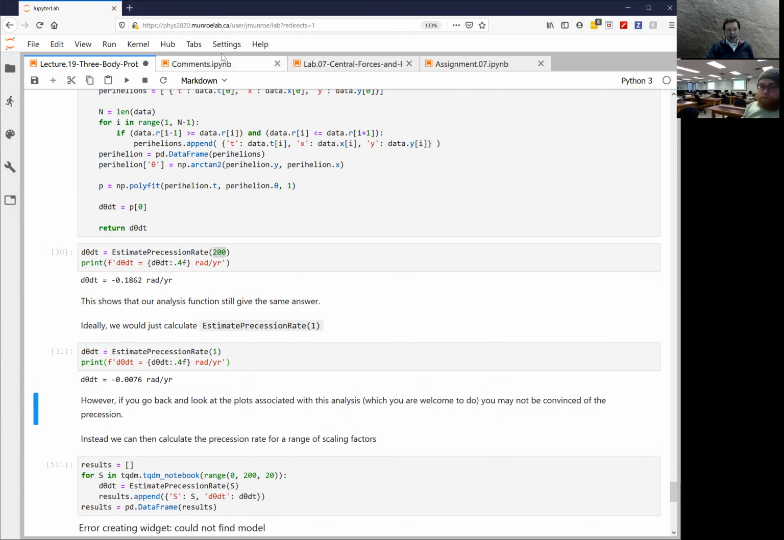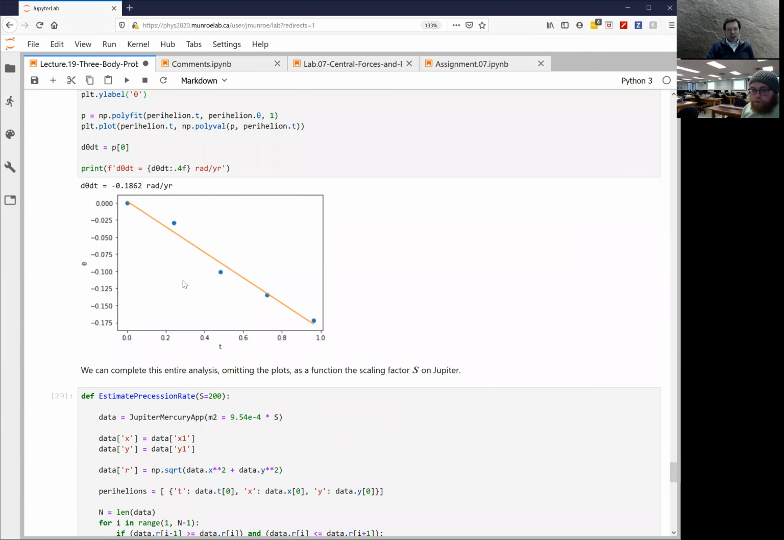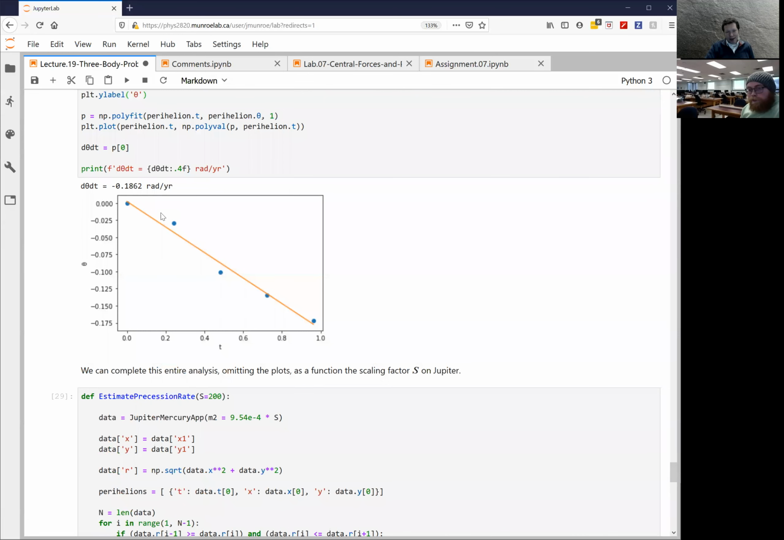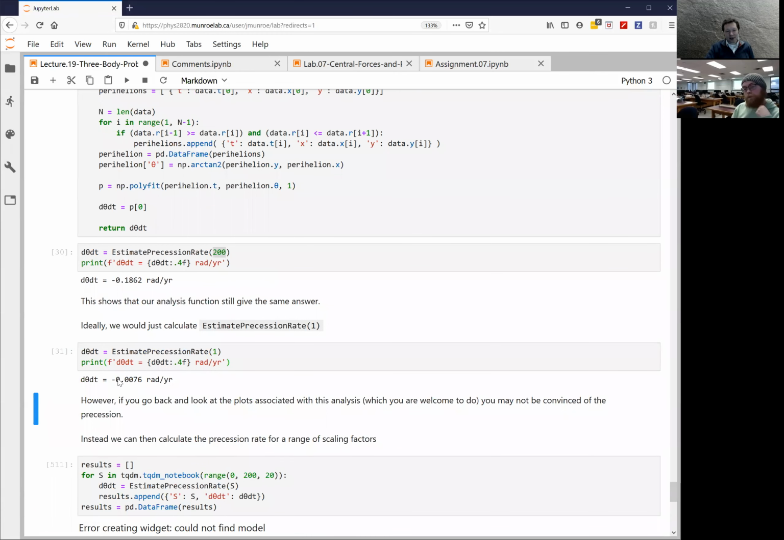However, if you go back and you look at these plots and you do it for 1, you're going to find out that the noise, basically these little errors, are so large that I don't find this result very convincing. There's enough error in this algorithm for finding the location of the perihelion that I'm not sure we can trust this number very much.